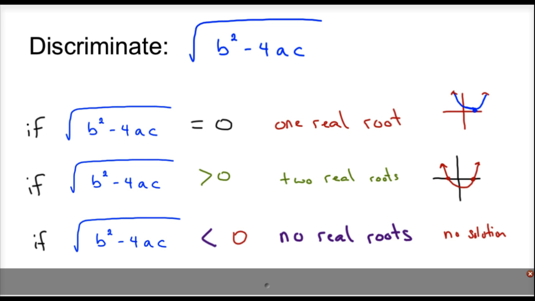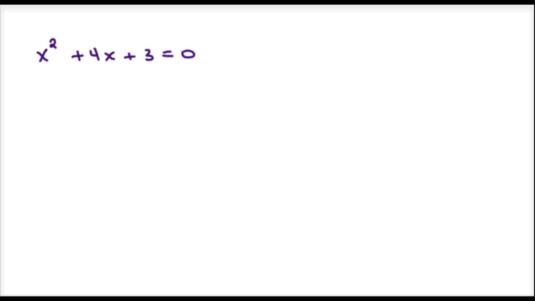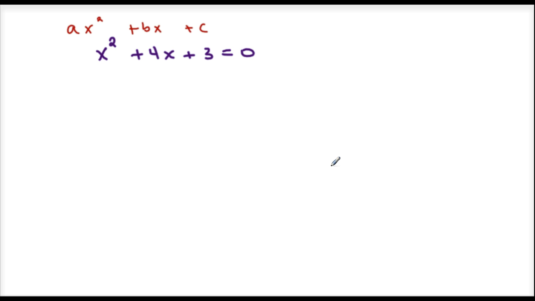Let's take a look at our first example. x squared plus 4x plus 3 equals 0. We're going to use this to solve for roots. I like to just put the formula on top sometimes, ax squared plus bx plus c, just until you get used to it. Make a list of what your a, b, and c are. What's my a? 1. What's my b? 4. And what's my c? 3.